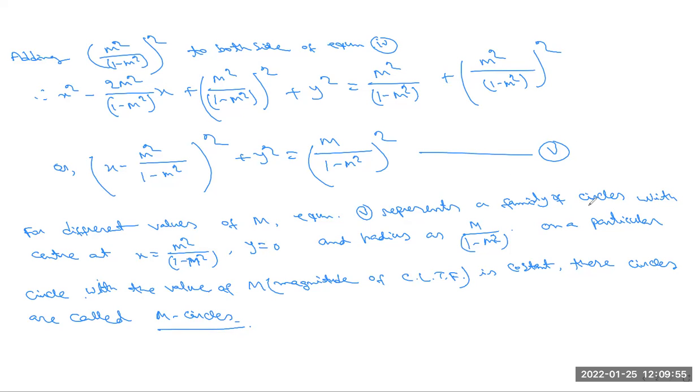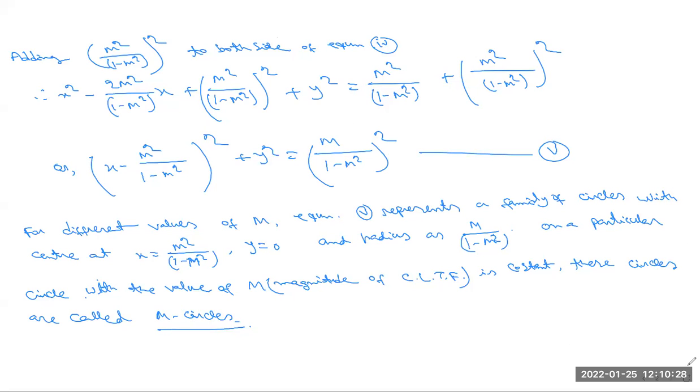So this represents a family of circles with the center at the point x equals m square by 1 minus m square, and at that point y equals 0. So the radius of a particular circle with the value of m, where m is the magnitude of the closed loop transfer function, is constant also. So these circles are called the M circles. Okay, is it okay, all of you?